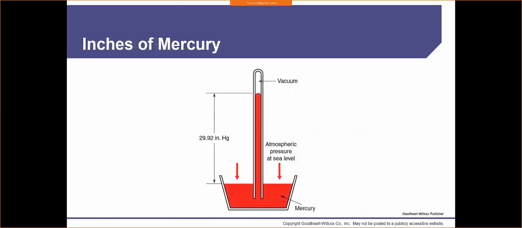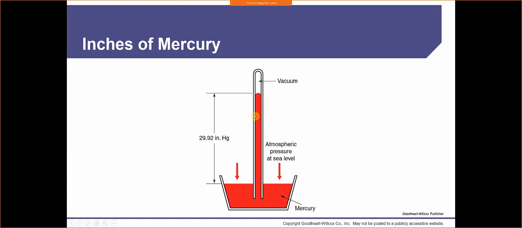So what is an inch of mercury? We have this cool little device right here. As the atmosphere exerts pressure on this tub of mercury, the column inside here starts to increase. As the pressure decreases, so does the mercury inside here. This is how we test our barometric pressure.